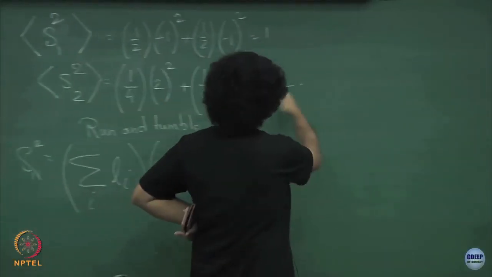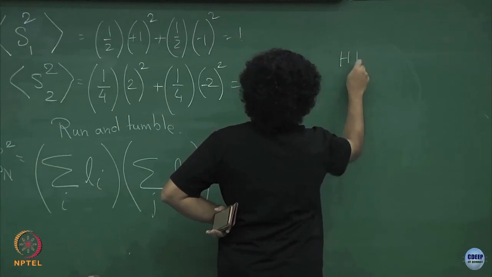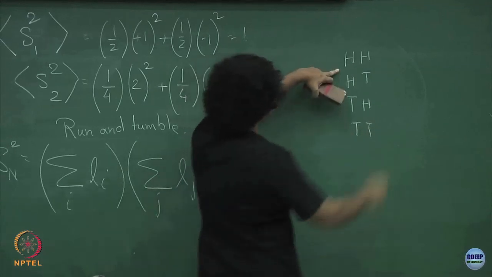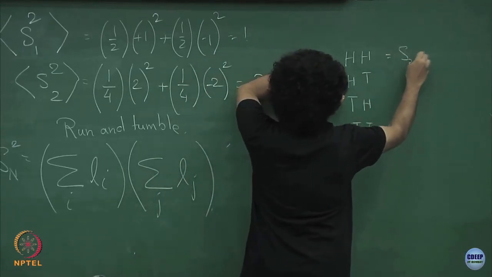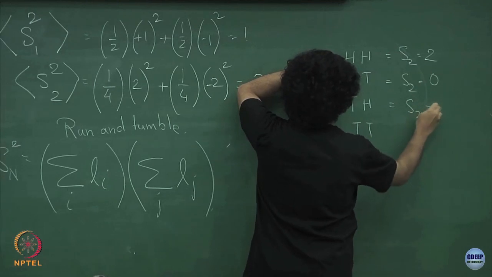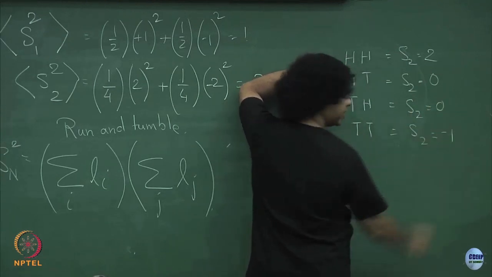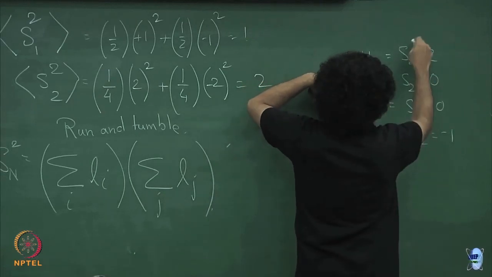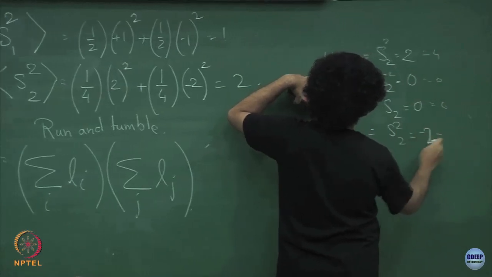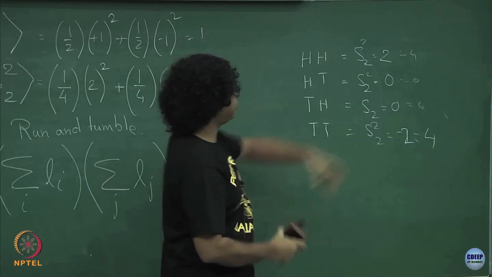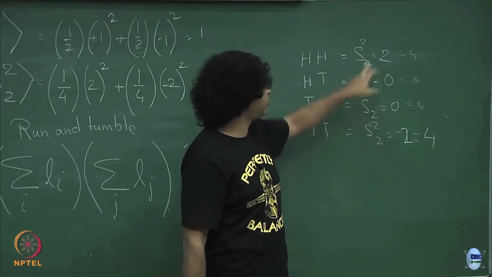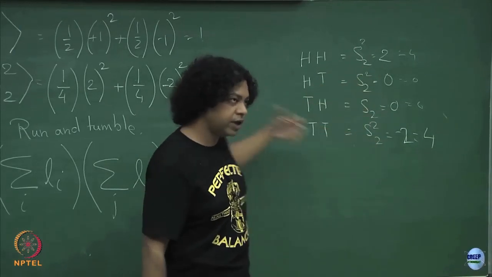Or if you want to spell it out, if I were tossing two coins, I can get head head, head tail, tail head, tail tail. The S_2 for this is 2, S_2 for this is 0, S_2 for this is 0, S_2 for this is minus 2. I square each of these. So S_2 squared is 4. Here this is still 0. Here, sorry, this is minus 2, so this is still 4. I take the average. So these are the four possible outcomes that I can have for two coin tosses. I take the average of all of this. Each event has probability 1/4, 1/4, 1/4, 1/4, and so on.